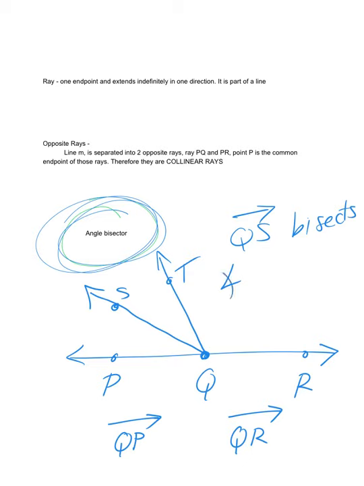So does everyone see how ray QS bisects the angle PQT? So that means that this angle is congruent to this angle, and you mark it like that. That means those two angles are the same. You just split them in half.